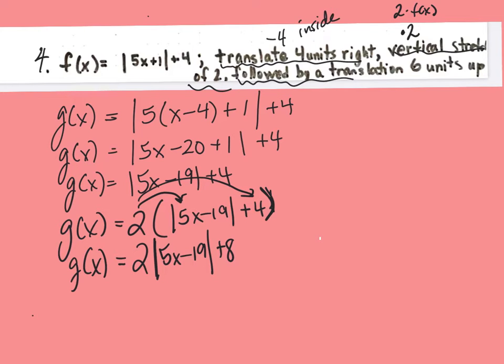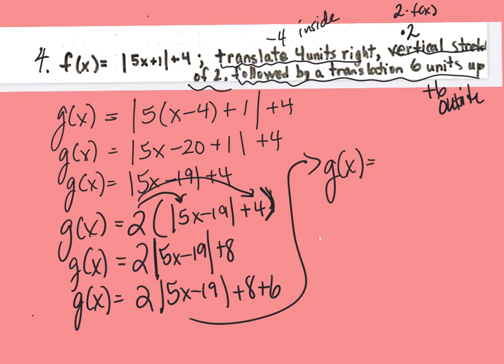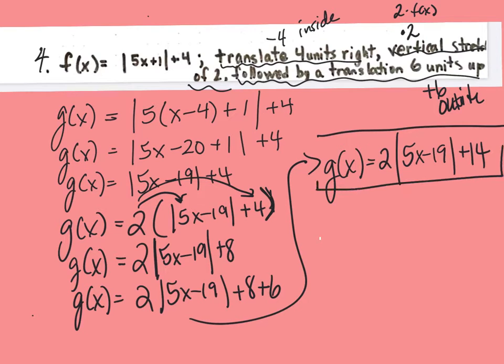Final movement, followed by translation 6 units up, so plus 6. 2 times the absolute value of 5x minus 19, and I should say that plus 6 is on the outside. Plus 8, and then plus 6 more. So then my final answer is going to be g of x equals 2 times the absolute value of 5x minus 19 plus 14. And that's the answer to number 4. Please let me know if I made any mistakes. Sometimes I think faster than what I write and then I miss something, so just let me know.